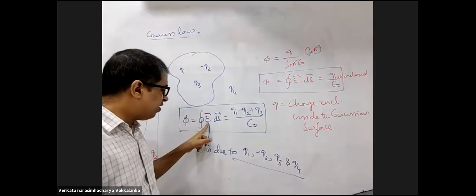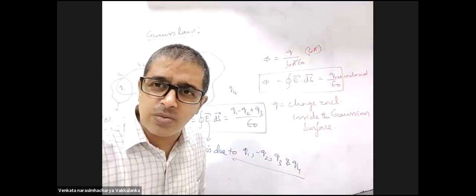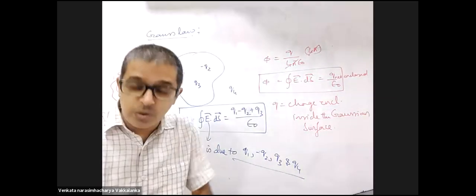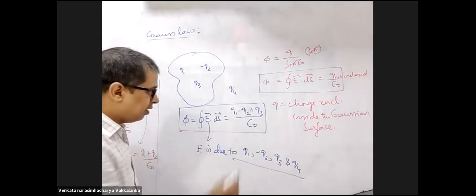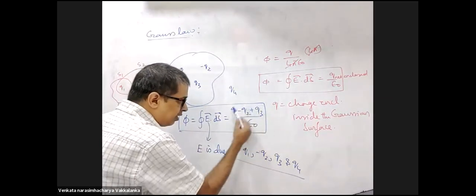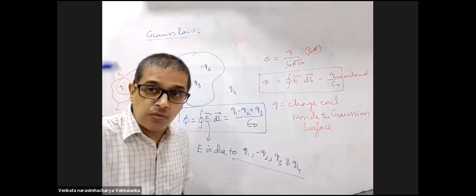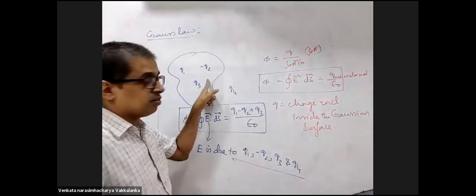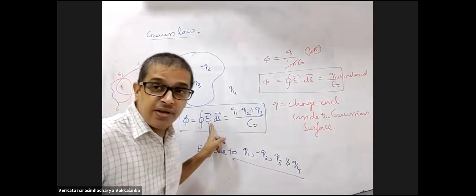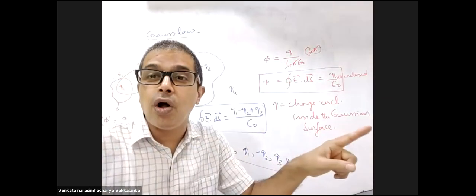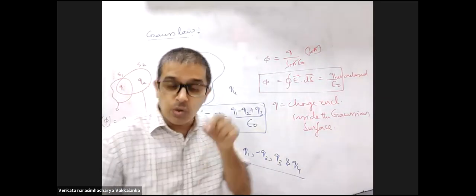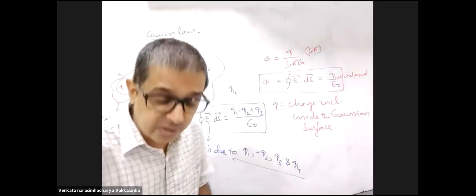But you are telling me the field will be because of all the charges within the vicinity. Yes, that's the beauty in Gauss law. On the right-hand side, Q net enclosed will be the charges enclosed inside the Gaussian surface, but the field will be because of all the charges within the vicinity. Can you give me a justification for this?